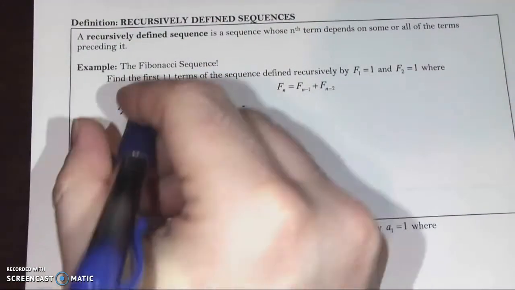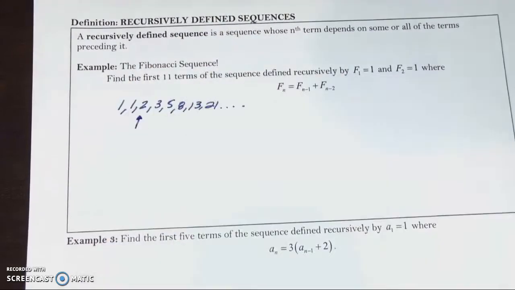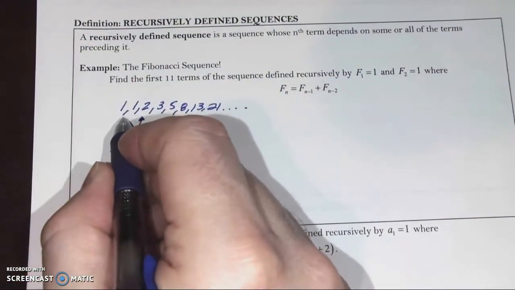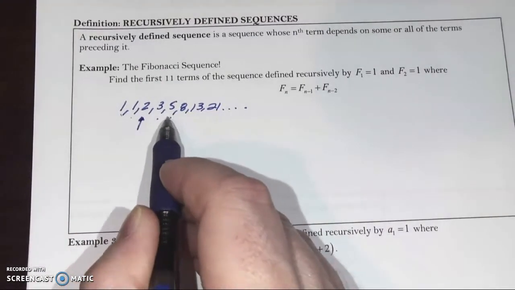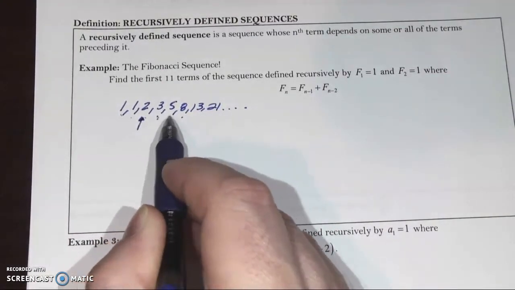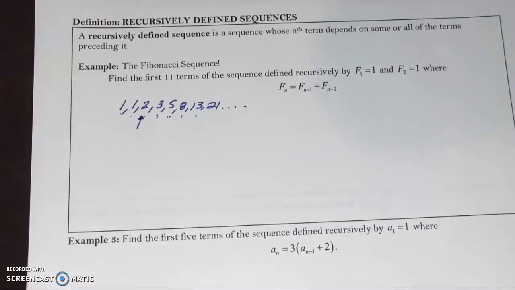Basically, you can find a term based on adding the 2 before it. 3 is 1 plus 2. 5 is 2 plus 3. 8 is 3 plus 5. 13 is 5 plus 8. And that's how we do that.